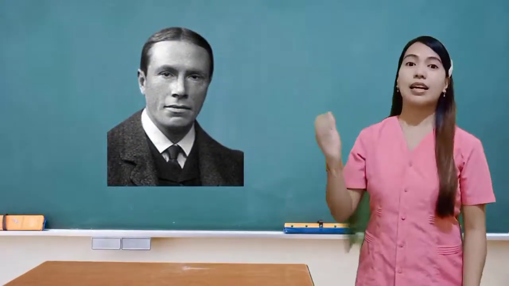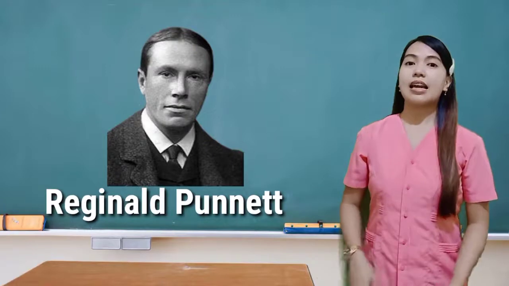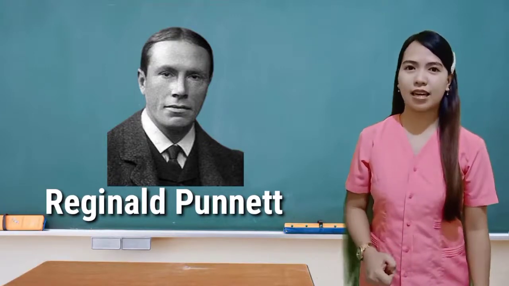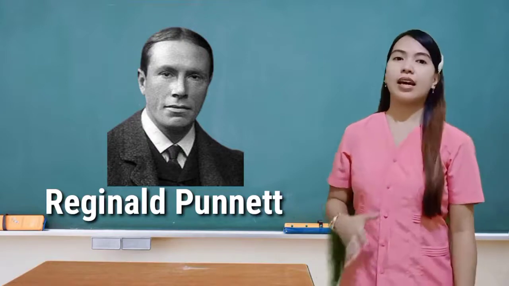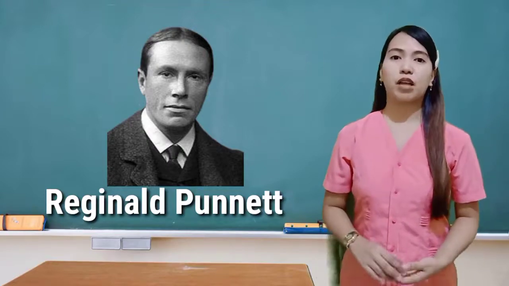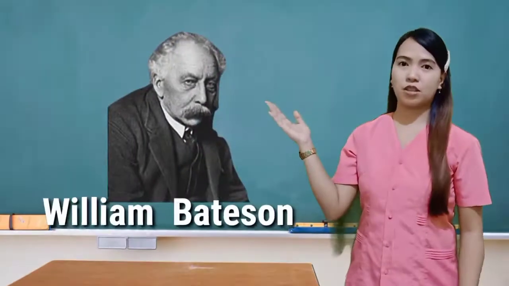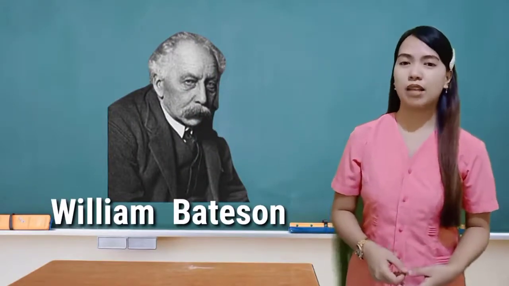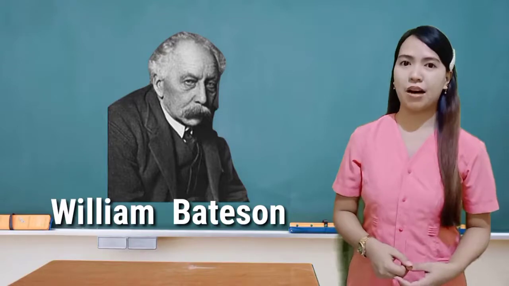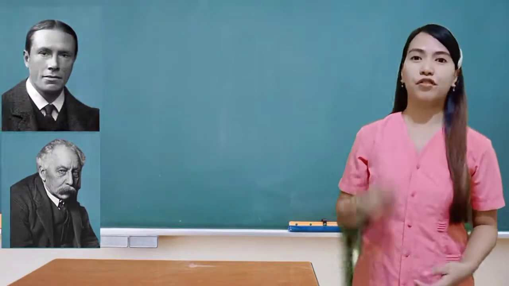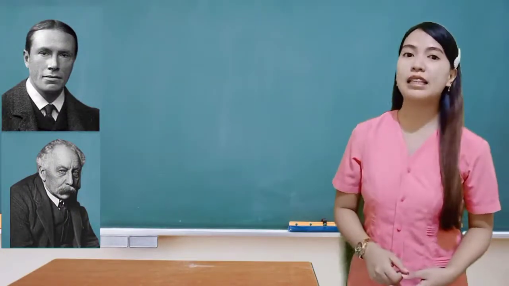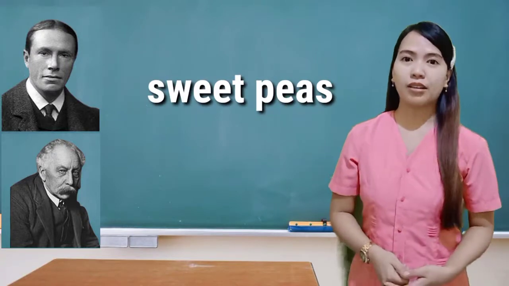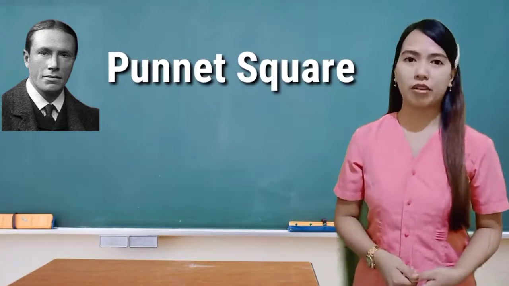This is named after Reginald Punnett. He became interested in experimental processes during his stay in Cambridge. He began a scientific collaboration with William Bateson, who was doing Mendelian experimentation on plants and animals. They both published the first account of gene linkage on sweet peas, and later on, they developed the Punnett square.